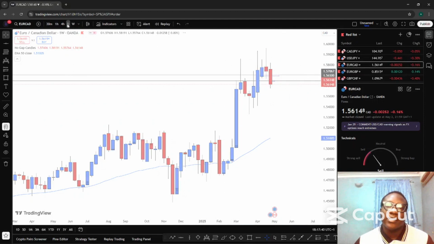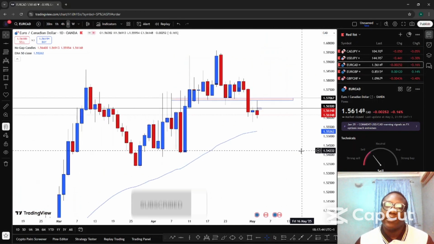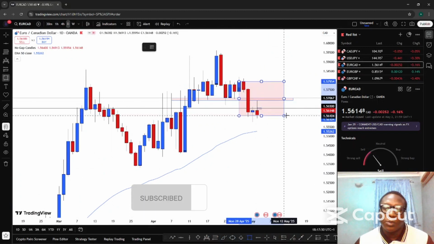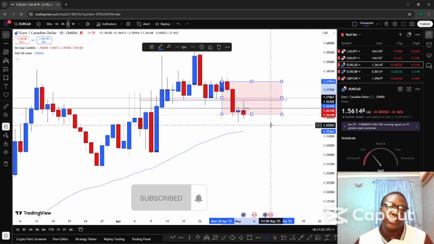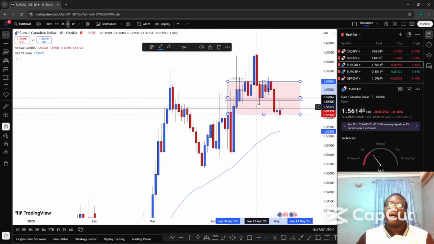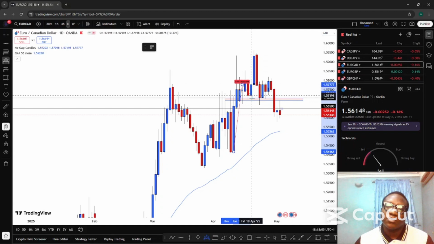And going down to the daily time frame, you can see that the market is currently bearish as the market has closed bearish at this point. The market's giving us an indicator that the market is having a reversal, and you can see this with the head and shoulder pattern which formed at this point.